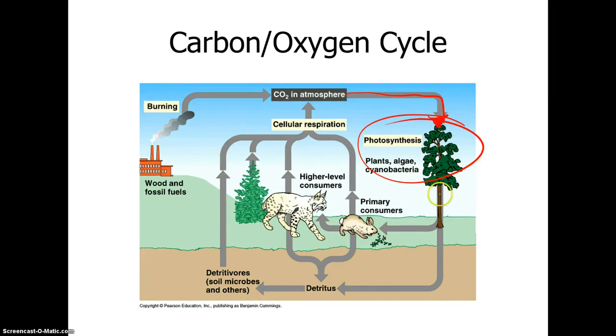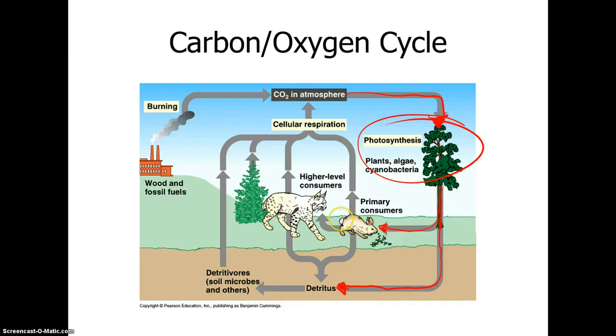And then as the plants die, they're going to be decomposed, become detritus. Detritus is just a fancy word for dead, decomposed stuff. But before they die, they also are going to be eaten by animals. Those animals that eat the autotrophs are called your primary consumers.